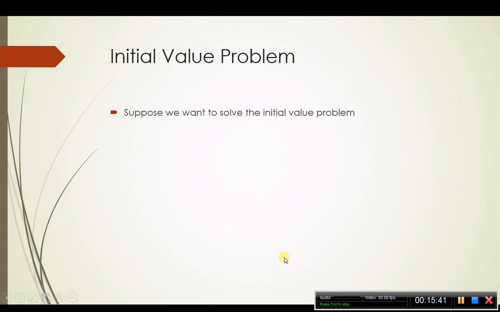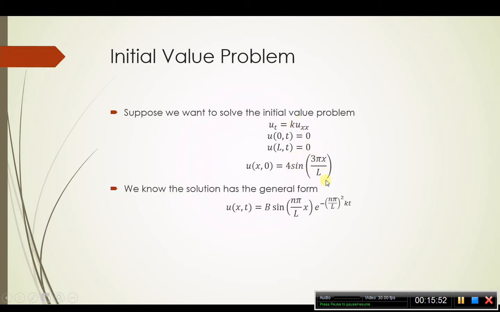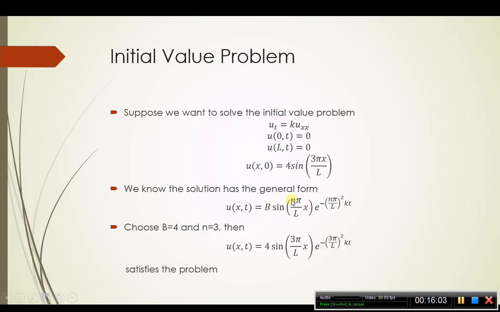So if we have some kind of initial value problem, for example, suppose we wanted to solve this initial value problem, where this looks just like what we've been solving, but now we've specified f of x. We know the general form for something of this form has this solution. So now if we just set b equal to 4, n equal to 3, then we get that this solution satisfies our PDE, satisfies our boundary conditions, and it also satisfies our initial condition.